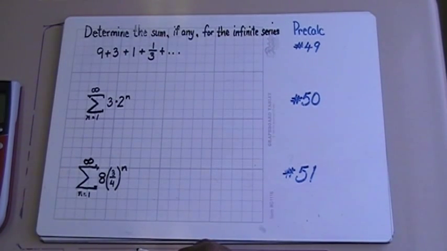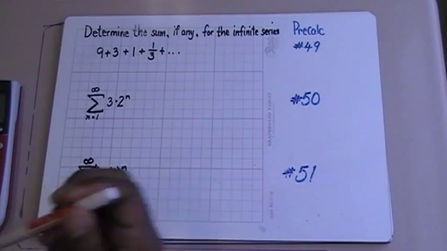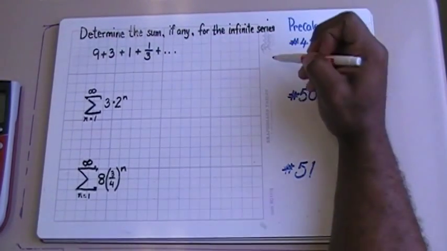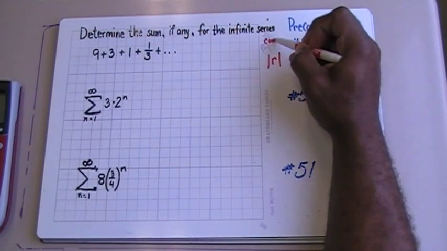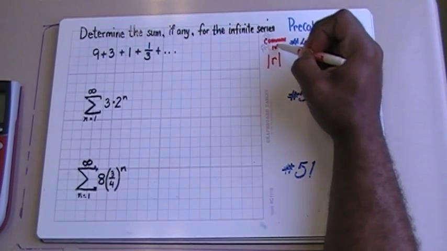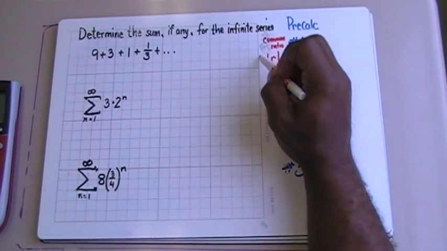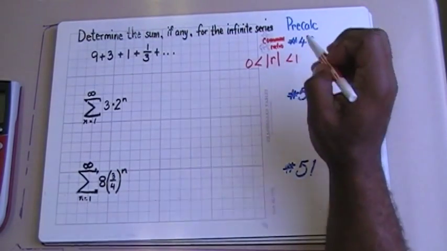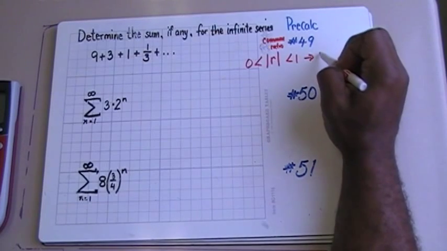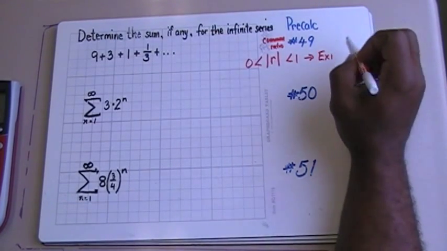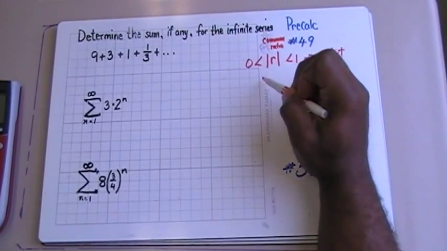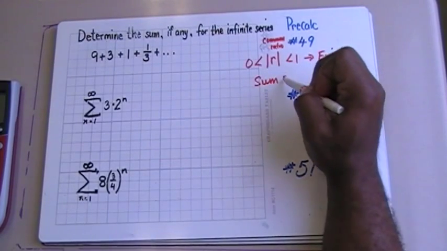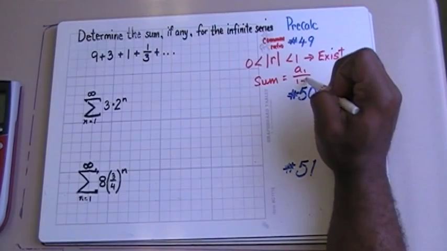All right, so let's go through these. Determine the sum, if any, for the infinite series. All of these are geometric, and our rule is that the absolute value of our r, our common ratio, must be between 0 and 1 for a sum to exist. Just for the sum to exist. Now, if the sum exists, then your sum is equal to a1 over 1 minus r.